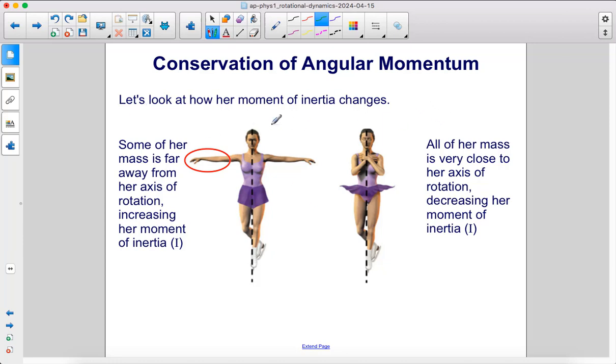Let's look at how her moment of inertia changes. So when the arms are outstretched, some of her mass is out here. Here's the axis of rotation, and we have mass that's very far away from the axis of rotation. Because moment of inertia is the sum of every piece of mass added together, the sum of mr squared for each piece of mass, if you have mass that's very far away from your axis of rotation, that's going to contribute to a greater moment of inertia. Once the arms go in, all of her mass is very close to the axis of rotation, therefore decreasing her moment of inertia.